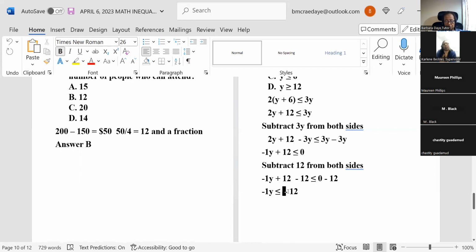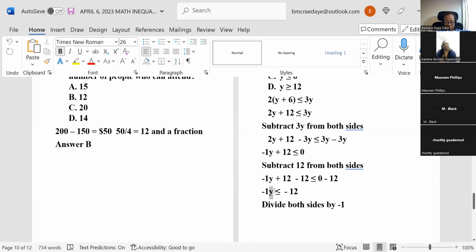The next step is to get y by itself. Okay, so what do we do? Subtract minus 1y from both sides. No, why would you subtract? This is a multiplication. Divide. Minus 1y means minus 1 times y. What's the opposite of multiplication? Divide, beg your pardon. Okay, divide both sides by minus 1. Yes.